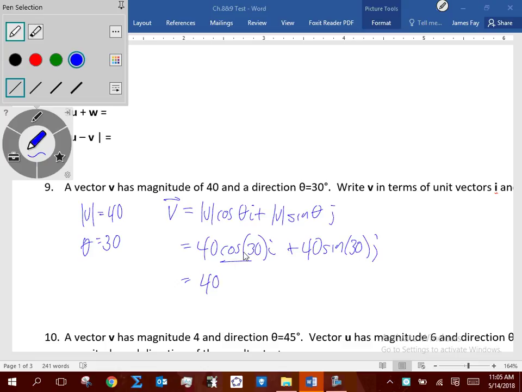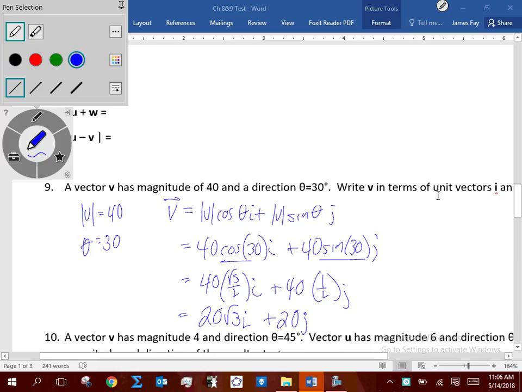Or sorry, cosine of 30 is radical 3 over 2. And then sine of 30, that is 1/2. A lot of people are messing those up at this point in the course, guys. If we're messing that up, we've got a lot of issues. This evaluates to 20 radical 3 i plus 20 j.